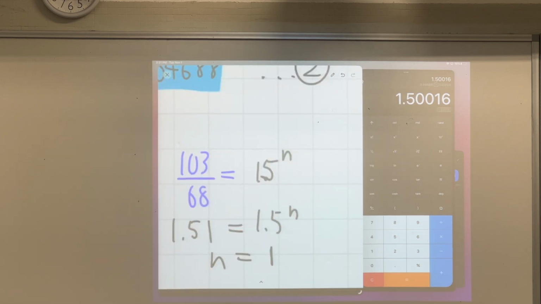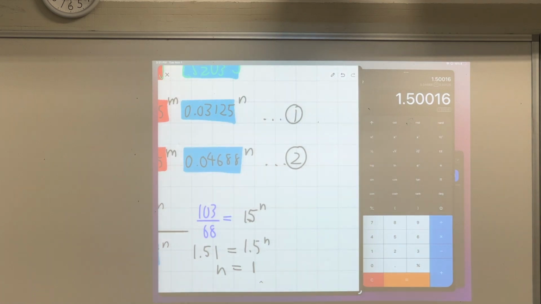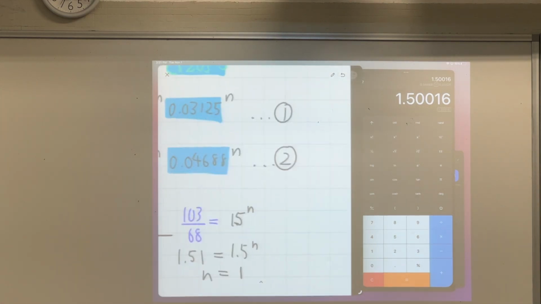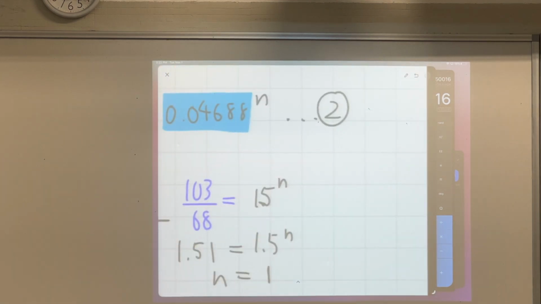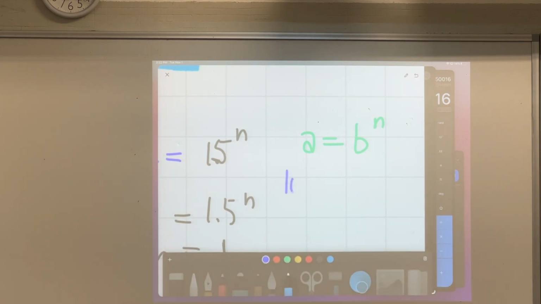Okay, alternatively, how do we find n is equal to 1? Yeah, the alternative way involves log. Okay? So can you tell me, if a is equal to b to the power of n, how do you find n? You need to log both sides. Log a will be equal to n log b.